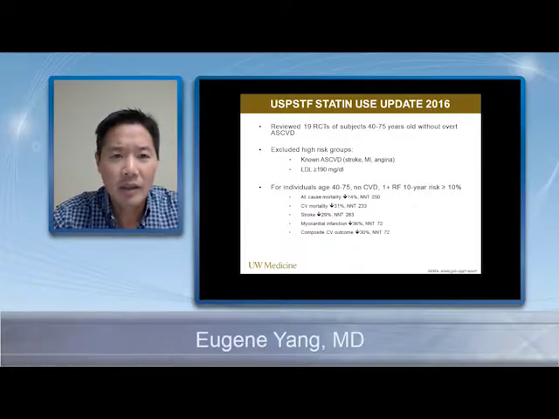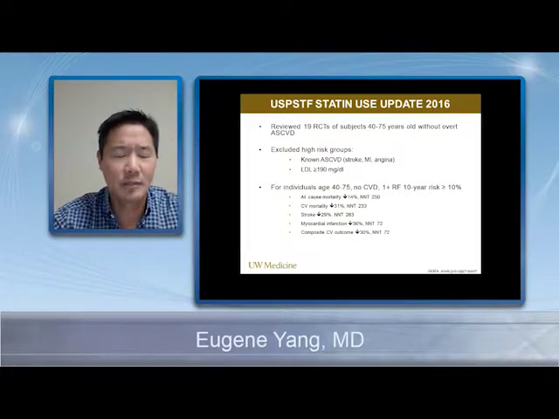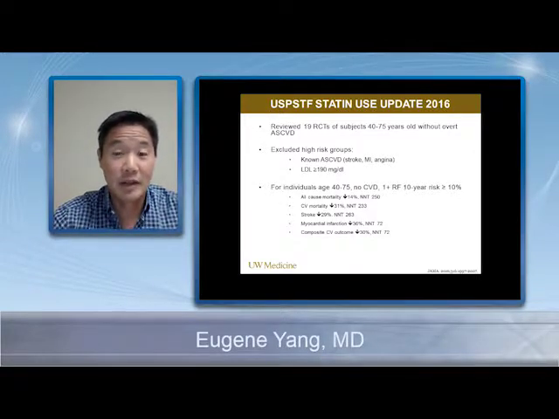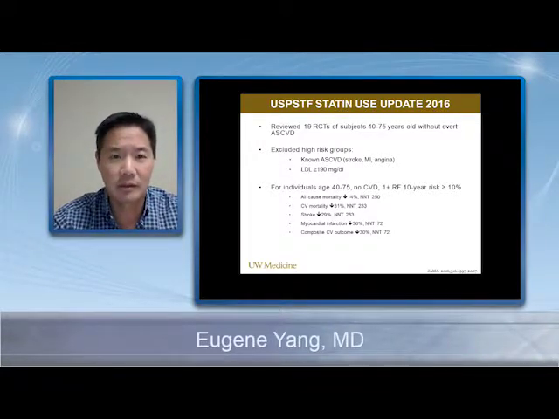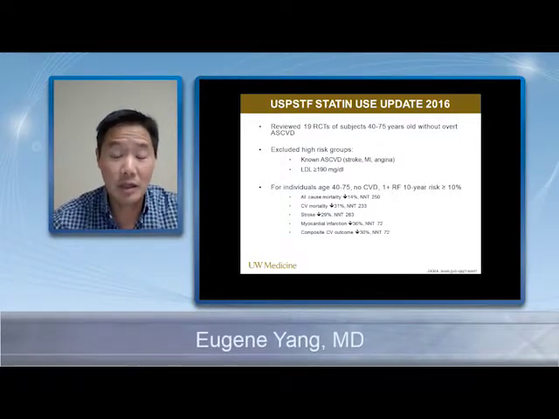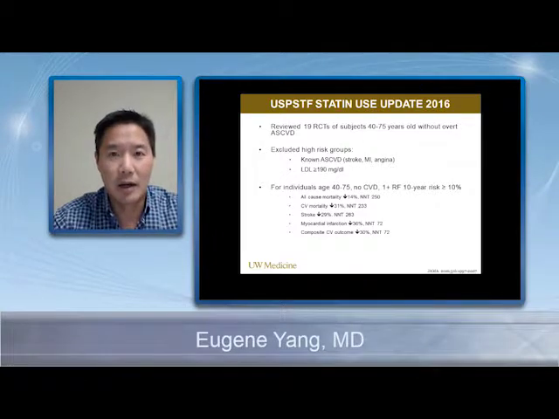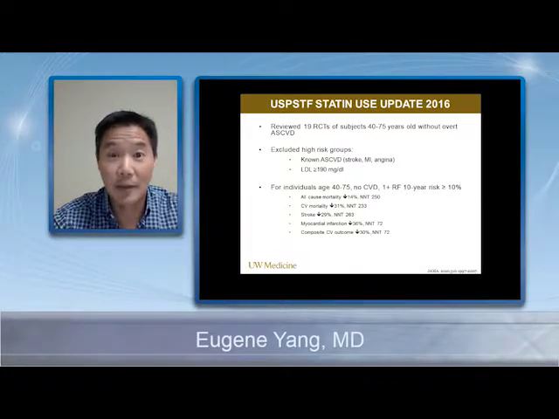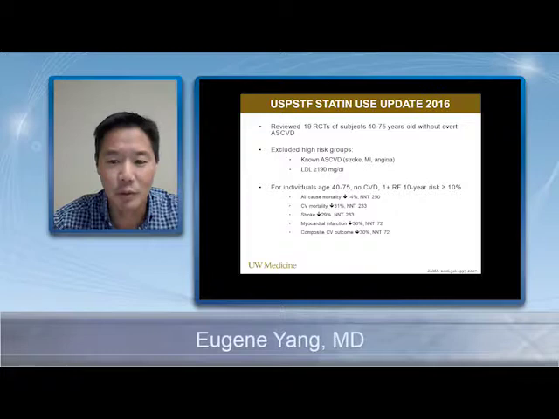The U.S. Preventive Services Task Force statin use update came out about a year ago, and they reviewed 19 randomized clinical trials of patients between 40 and 75. They did exclude the high-risk groups, those who had known atherosclerotic cardiovascular disease and those who had LDL levels of greater than 190. And you can see that for patients who had one risk factor and a 10-year risk using the new calculator of greater than 10%, all-cause mortality was reduced by 14%, cardiovascular mortality was reduced by 31%, heart attack and composite cardiovascular outcomes were reduced by 36 and 30% respectively, and the number needed to treat for those two outcomes was only 72.